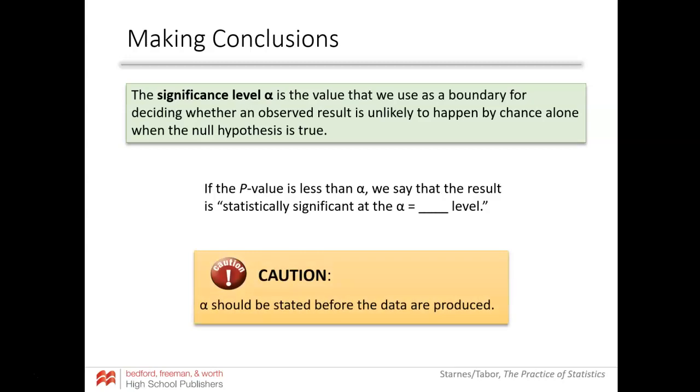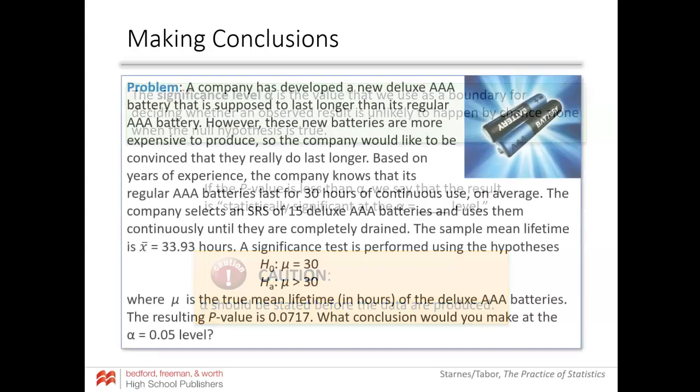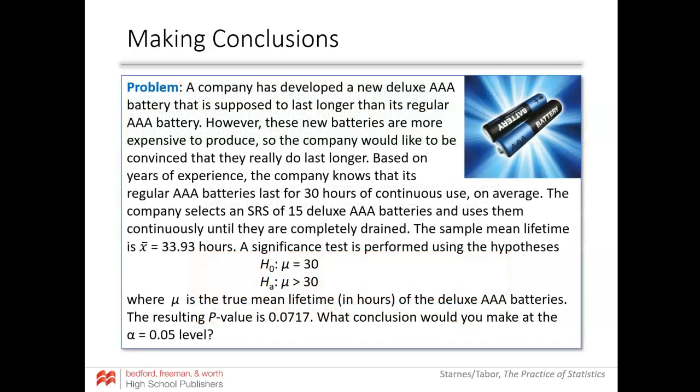So alpha should be stated before the data are produced. We're going to show you later about tricks we can do to change the power of a test or avoid certain types of errors, and some of it includes changing your alpha level, your significance level. That's not really what you're supposed to do with data. It's just kind of what we do to manipulate the data when it doesn't work for our scenario. We'll talk more about that in the future.